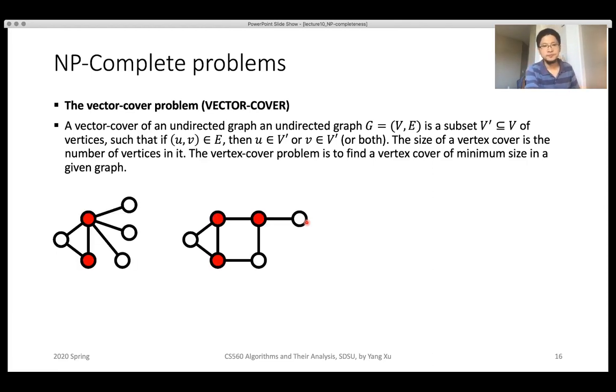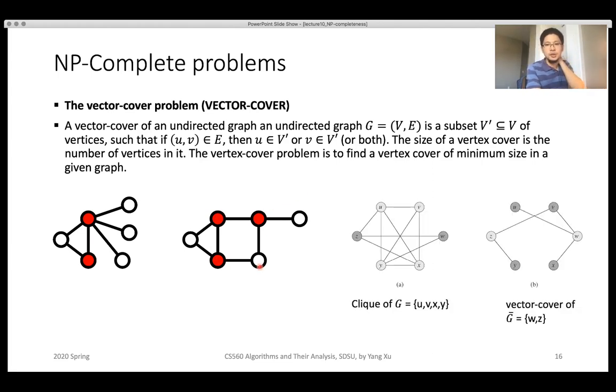For example, the red vertices are a vertex cover because for all the edges within the graph, either one of the vertices is within the subset. That means if we take these vertices in red, we cover all the edges in the graph. So it's basically related to the clique problem. The solutions of a clique can be somehow converted to the solution of the vertex cover problem.